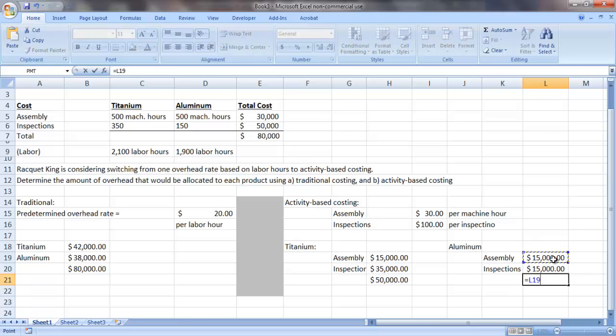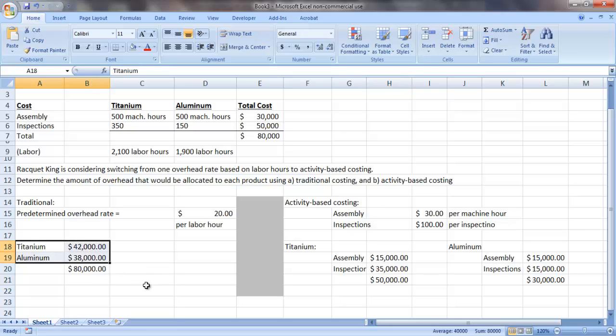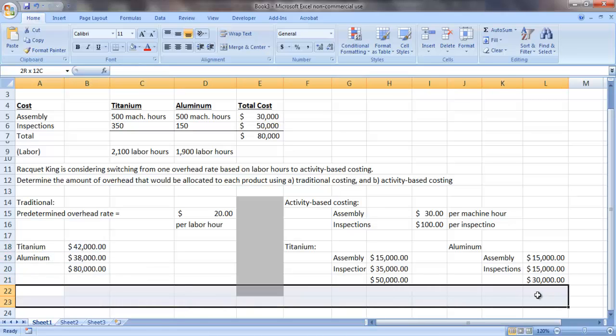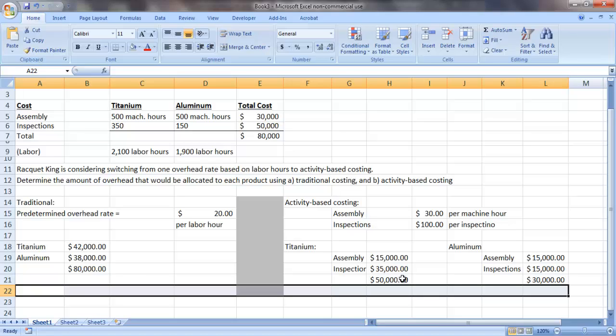So in total, we're allocating $30,000 in overhead to the aluminum product and $50,000 in overhead cost to the titanium product. As you can see, this is significantly different than the amounts allocated under traditional costing. This highlights one of the ways in which activity-based costing is, in theory, more precise than our traditional costing methods.